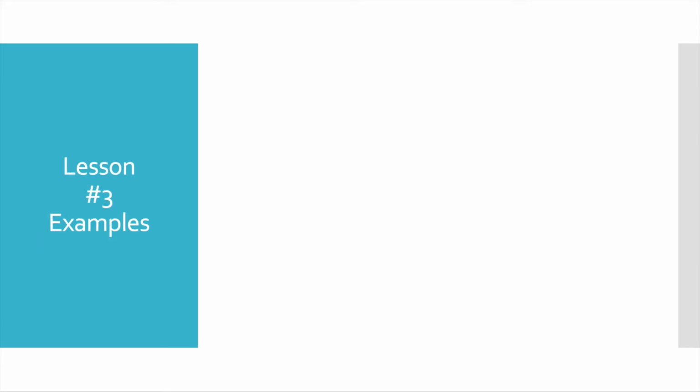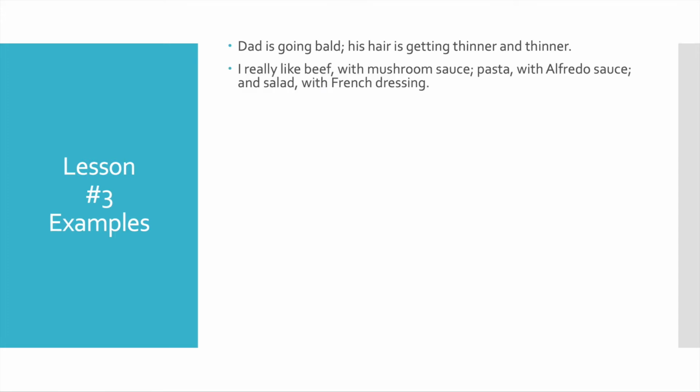Lesson number 3. Here are a few examples, and I am going to read the first 3. Dad is going bald; his hair is getting thinner and thinner. So see how you can actually make those into two separate sentences. Dad is going bald could be one sentence, and his hair is getting thinner and thinner could be its own sentence. I really like beef with mushroom sauce; pasta with Alfredo sauce; and salad with French dressing.